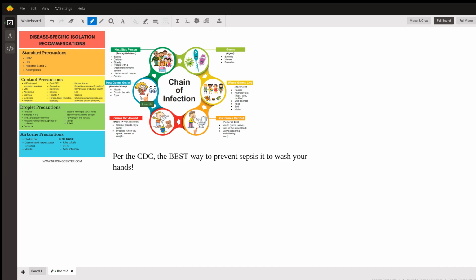Now remember, if one of the links of the chain of infection is broken, then we stop the transmission of the pathogen. And per the Centers for Disease Control, the best thing healthcare providers can do to prevent sepsis is to wash our hands. I hope this helped you answer your question.